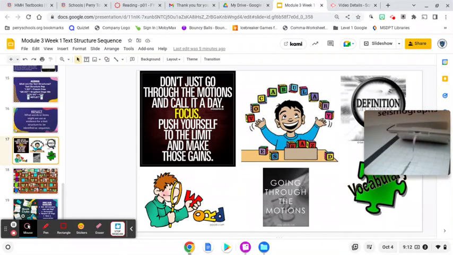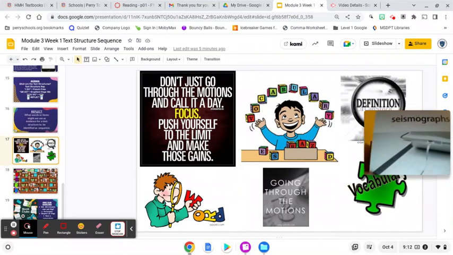Repeat. Teach it. Seismographs are instruments that measure earthquakes.